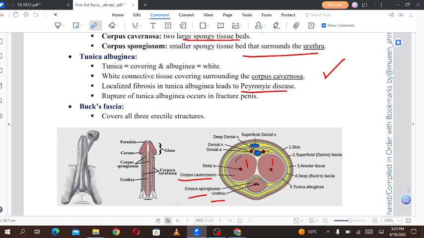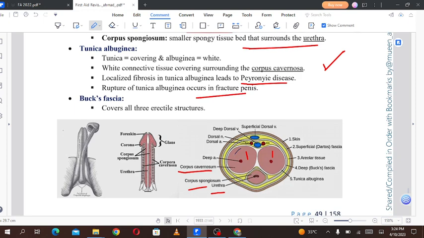Rupture of the tunica albuginea may occur in the fracture of the penis. Okay. Then what is Buck's fascia? It covers all the 3 erectile structures. So Buck's fascia is covering all the 3 erectile structures. D for Buck fascia, as you can see this one.